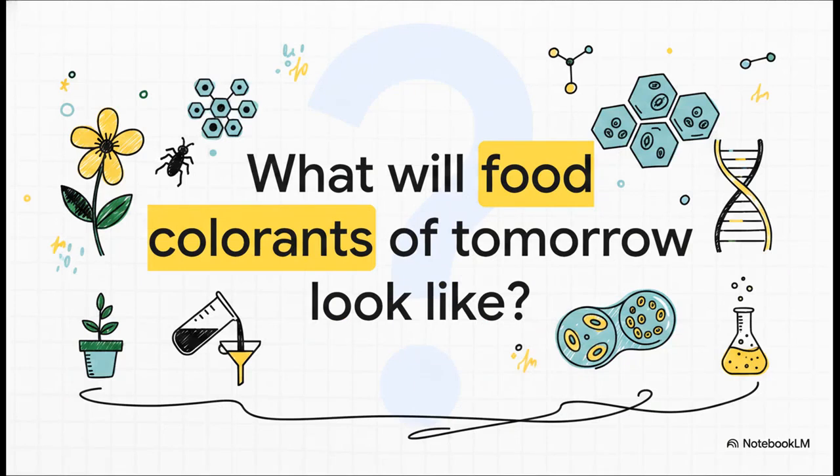Which brings us to a final, somewhat provocative thought. We started with traditional extraction from flowers and insects, and we've arrived at optimized cellular bioreactors. As biotechnology continues to blur the line between natural agricultural growth and precisely engineered yield, what will the food colorants of tomorrow truly look like? Will natural strictly mean grown in a field or perfectly synthesized in a cell culture?